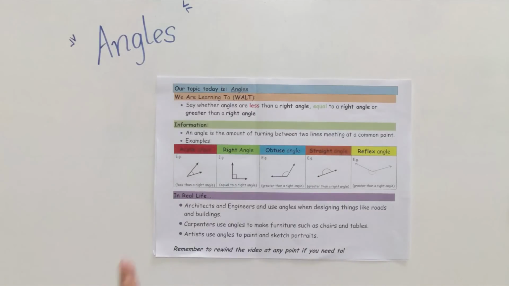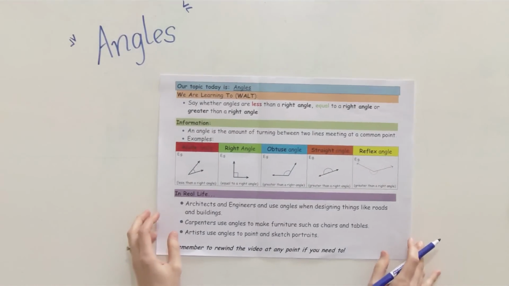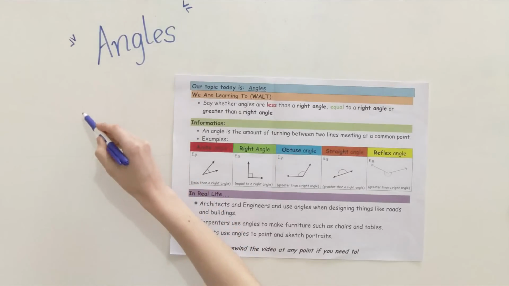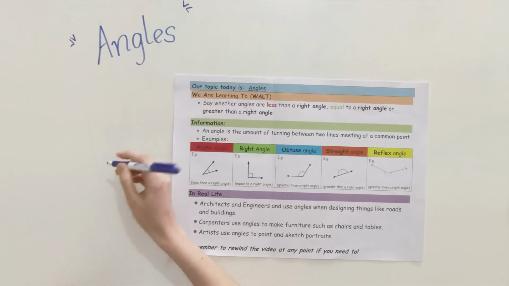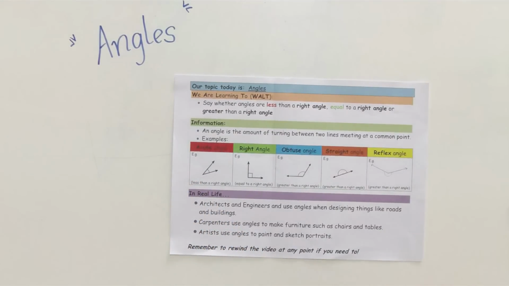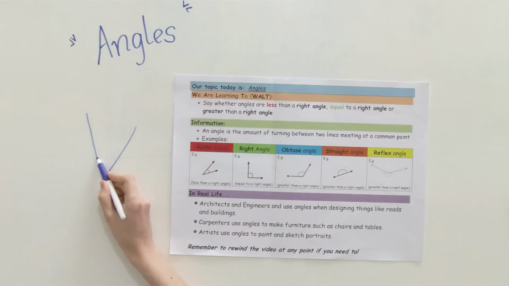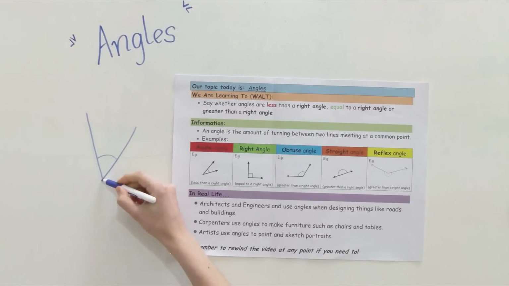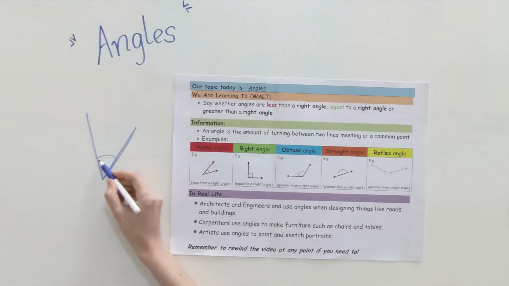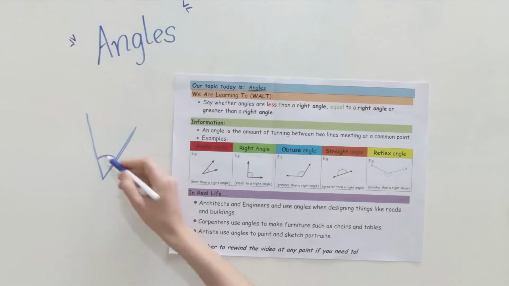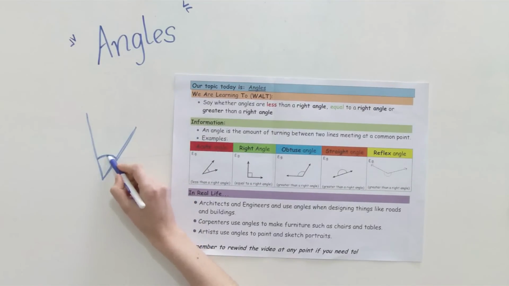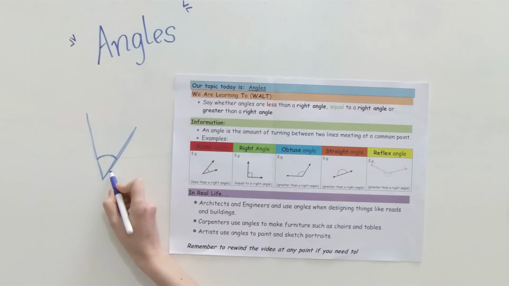Just a bit of context, an angle is the amount of turning between two lines meeting at a common point, or at the same point. For example, we have a line here and a line there. The angle between these two lines is shown by this curved line. This part here is the turning point between these two lines. This bit around the outside can also be considered an angle. It just depends on which part you are focusing on.